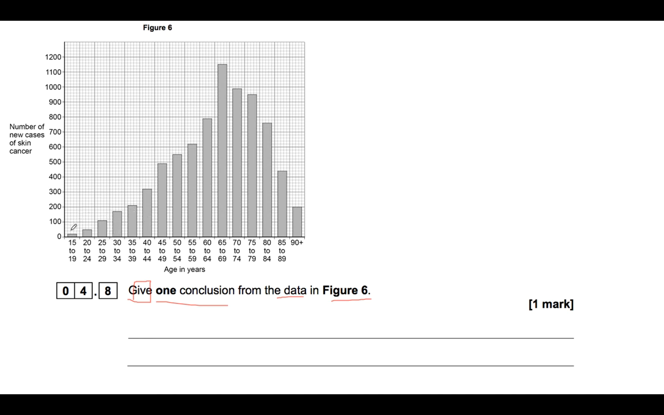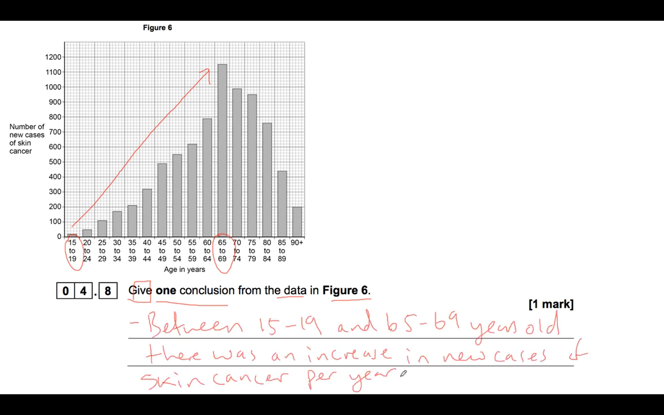earlier. You could say from ages 15 to 19 to 65 to 69, there was an increase in the number of new cases per year. You could also say from the ages of 65 to 69 to 90 plus years old, there was a decrease in the number of new cases of skin cancer per year.